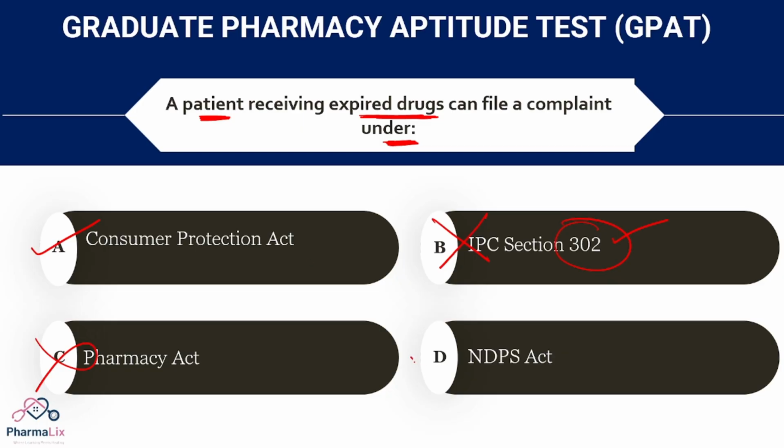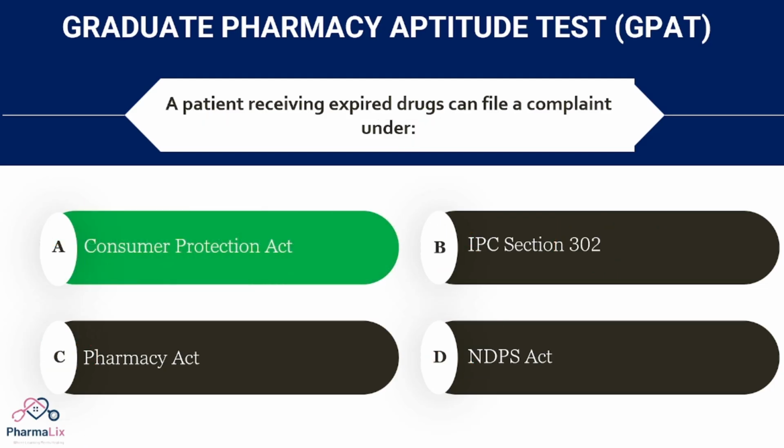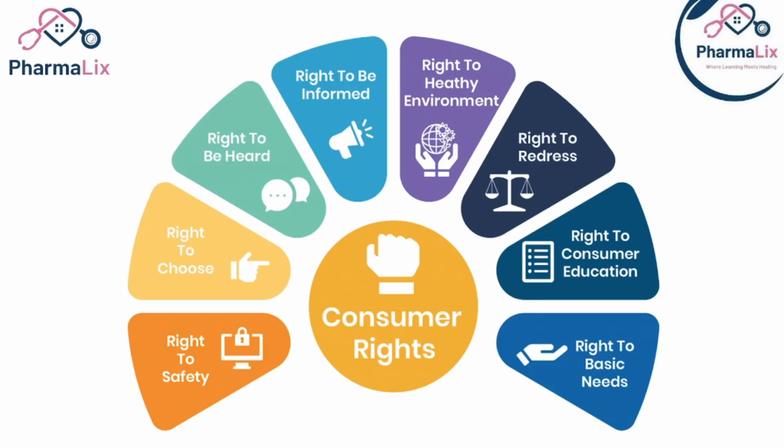Is it about the NDPS? That is Narcotic Drug and Psychotropic Substance. So it is about narcotic drugs? No sir. So this is not our option. So the correct answer is Consumer Protection Act. The Consumer Protection Act talks about the expired drugs, and there the consumer can file the complaint against the substance, the drug he is having.